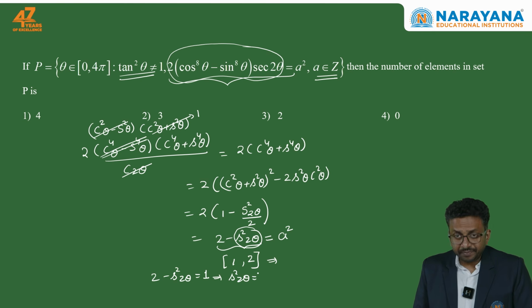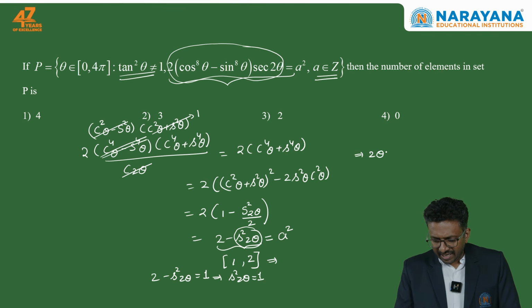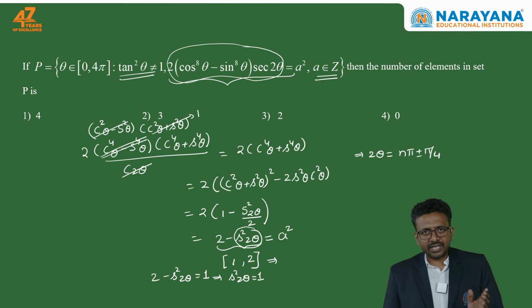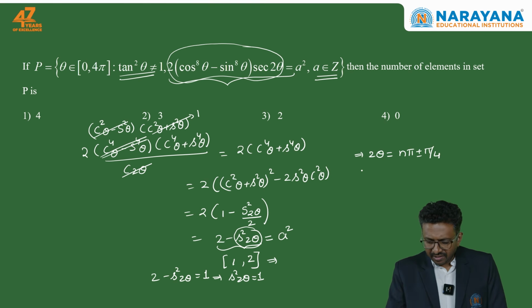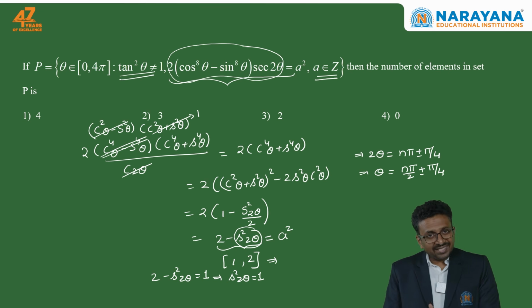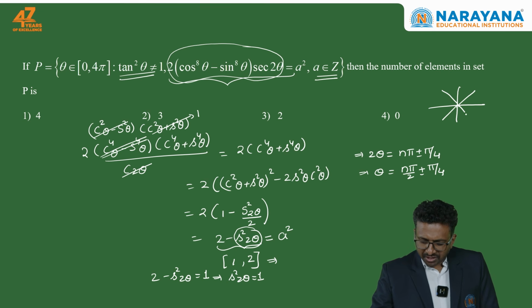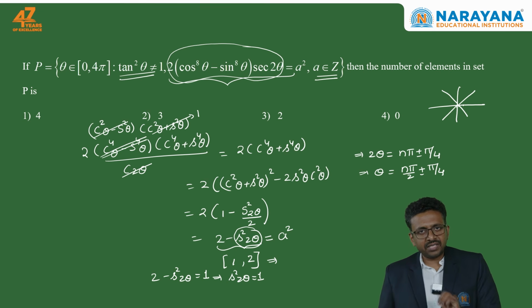theta is equal to 1, which implies 2 theta is equal to n pi plus or minus pi by 4. That's the general solution. Sin square something is equal to sin square something, which implies theta is equal to n pi by 2 plus or minus pi by 4. So for this there are lots of solutions. That means if you take the quadrant diagram, there are 4 positions of the ray which satisfy this equation.